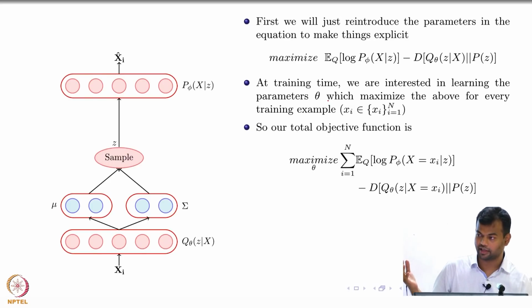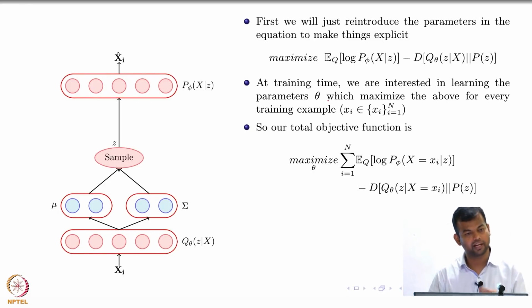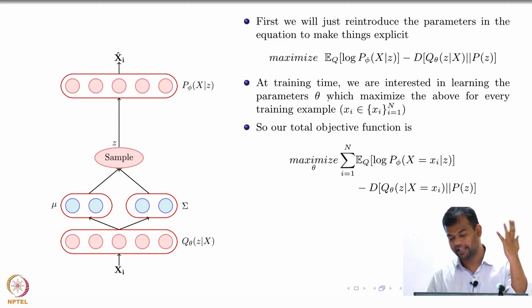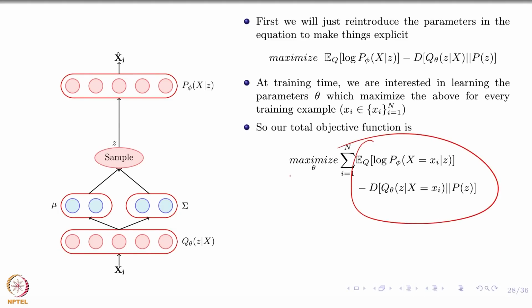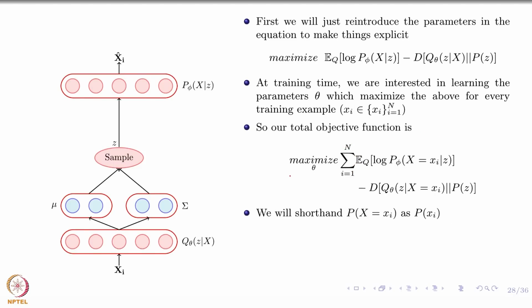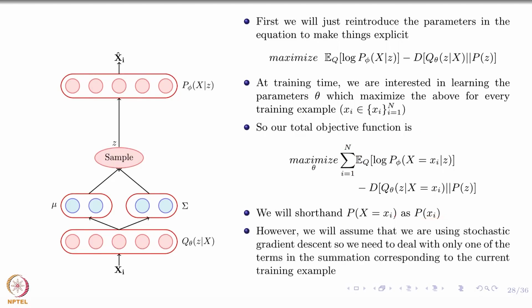So what do I do in stochastic gradient descent? What's my loss function there? One of the terms in the summation, right? So in stochastic gradient descent, I just have one training example. I compute the loss for that and just backpropagate. And that's just the same as saying that I'm going to deal with only one of these terms in the summation at any given point of time. Is that okay? Fine? Okay. So, and of course, we'll shorthand this, just a side note. We're going to assume that we're using stochastic gradient descent. That means at any point, I just need to deal with one of the terms in the summation.